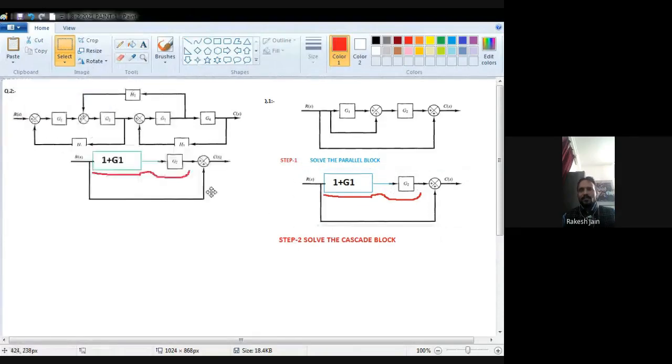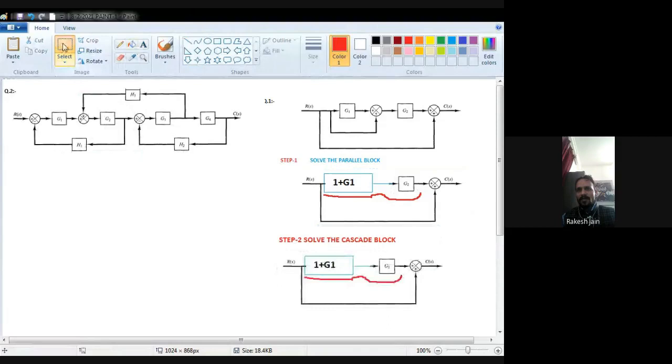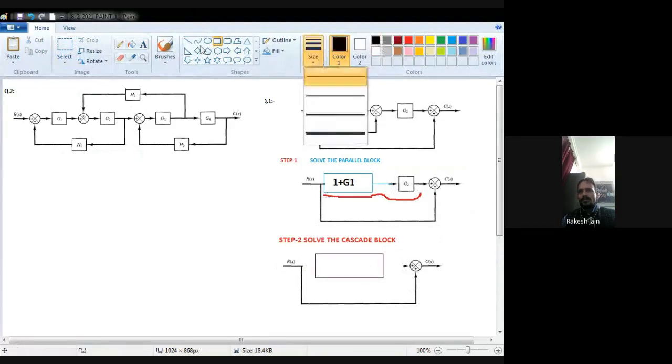Solve the cascade block. We can solve the cascade block such that we multiply these two blocks with each other, and a single block will come.